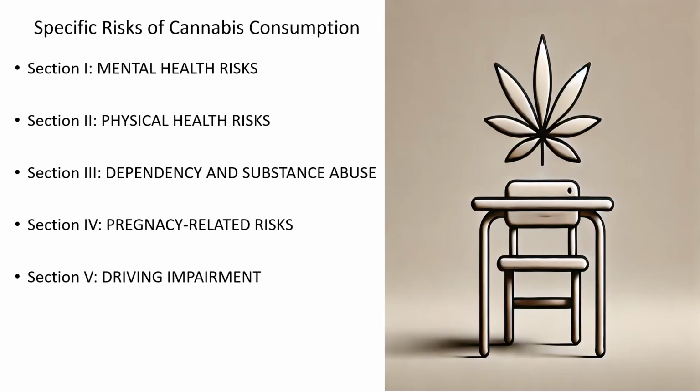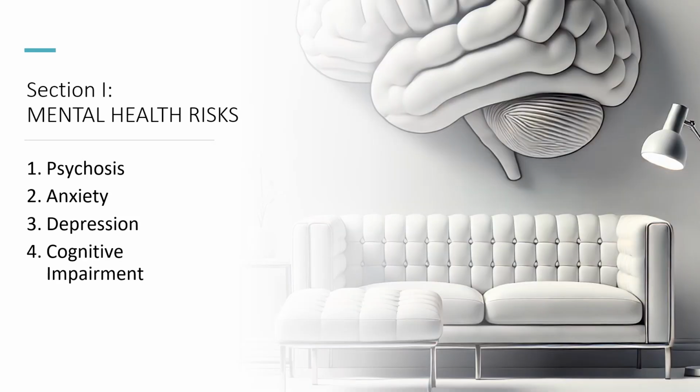That brings us to specific risks of cannabis consumption. Section 1, mental health risk. Section 2, physical health risk. Section 3, dependency and substance abuse. Section 4, pregnancy-related risk. And Section 5, driving impairment. Section 1, mental health risk. Psychosis, anxiety, depression, and cognitive impairment.